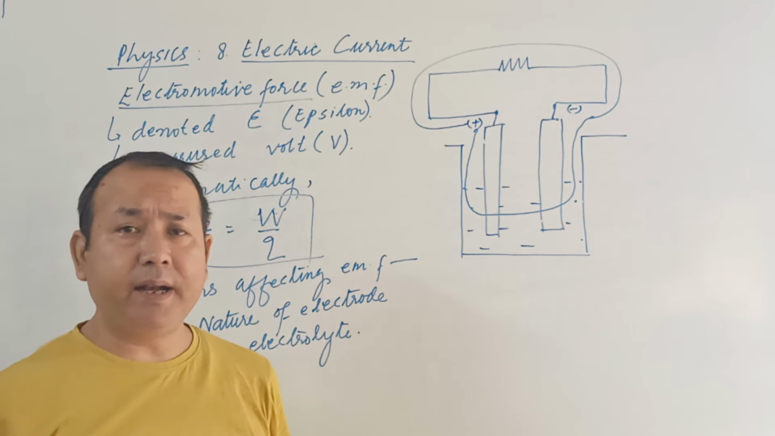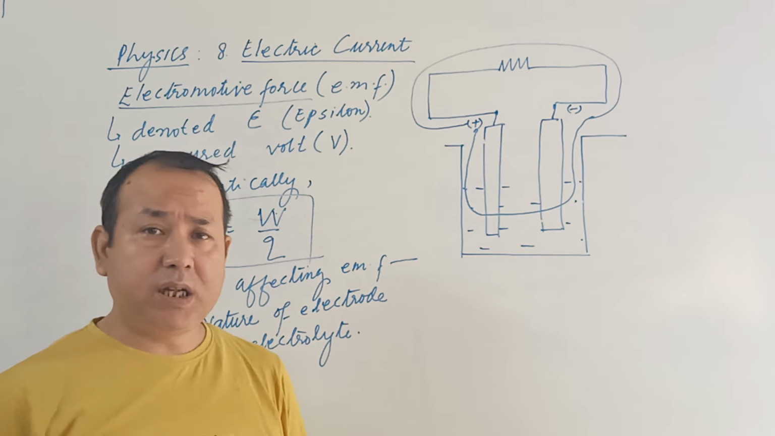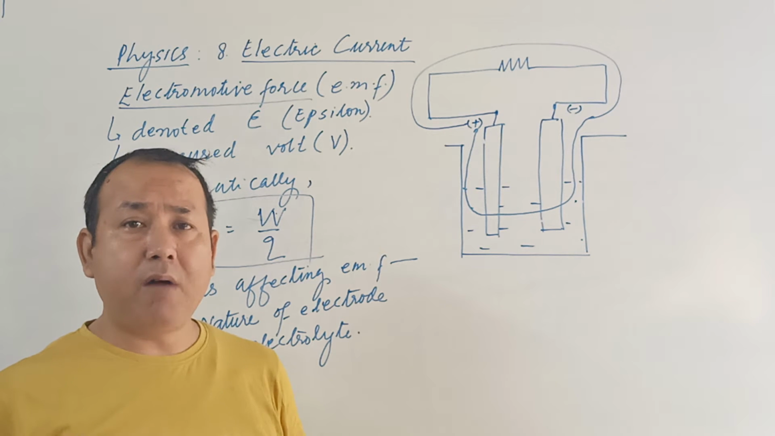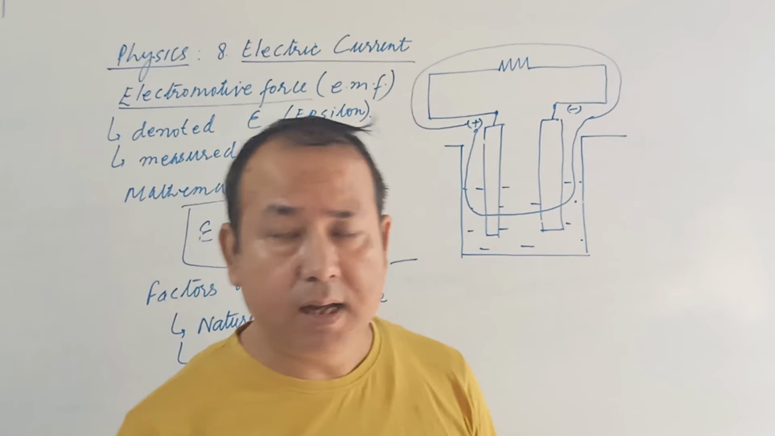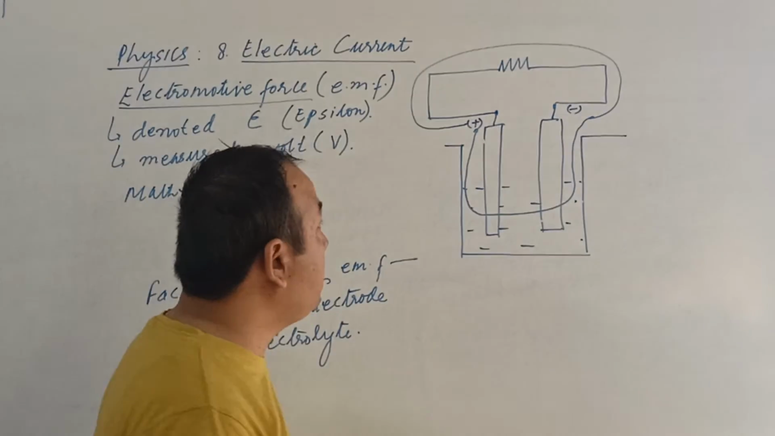It is independent of the shape of the electrode, it is independent of the distance between the two electrodes, and it is independent of the amount, that is concentration, of the electrolyte which is being used in the cell. So these points are very, very important, that you need to remember.